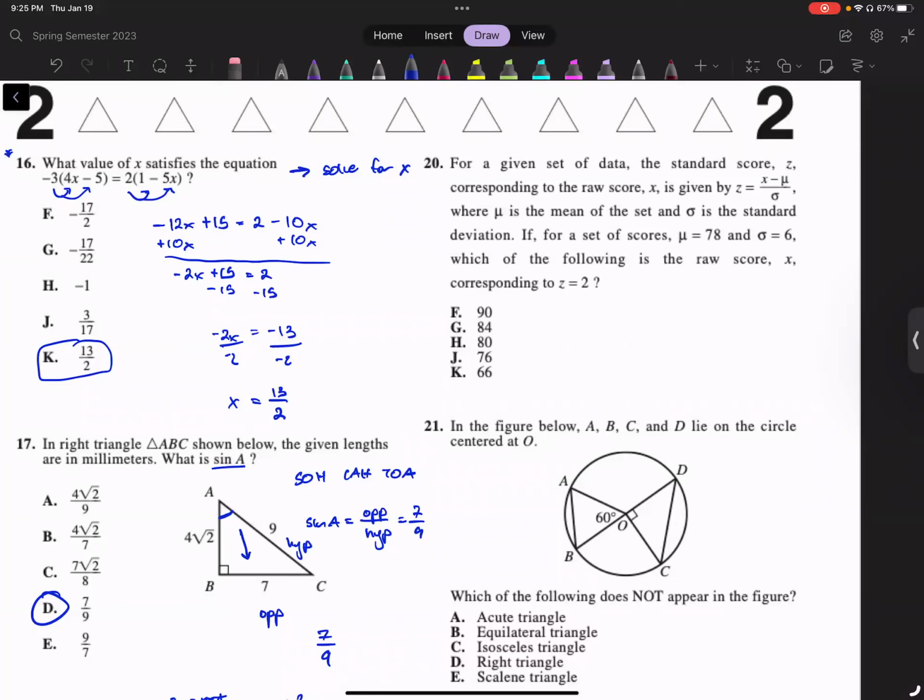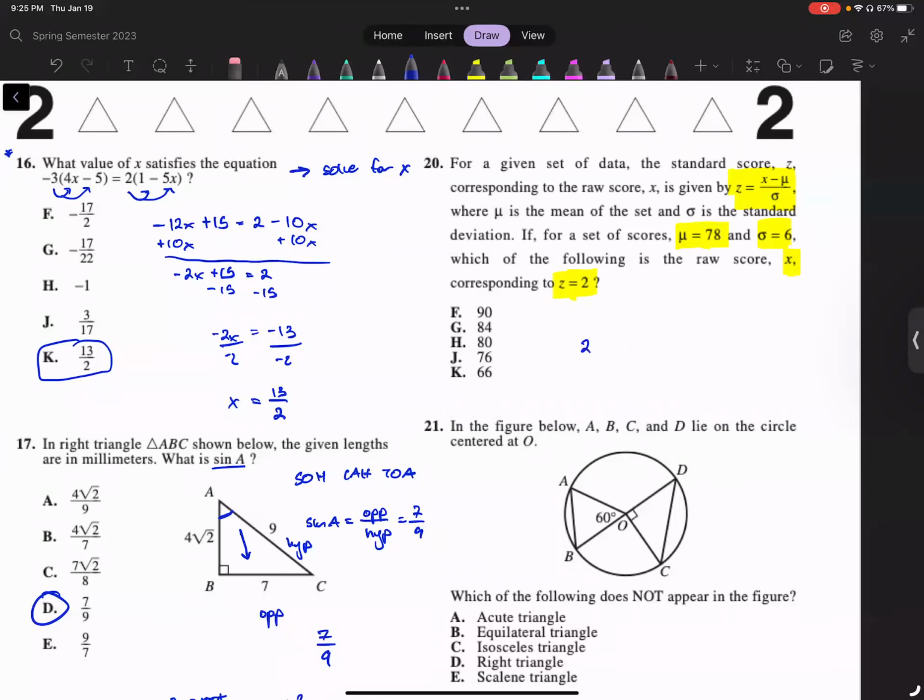But you don't need to know any of it because they don't expect you to. The biggest thing here is if there's something out of your purview, they will give you the formula and all you've got to do is plug it in. So you want to know the value of x when z is equal to 2. They give you this formula. They tell you mu is equal to 78 and sigma is equal to 6. So I'm just going to plug it in and see what happens.